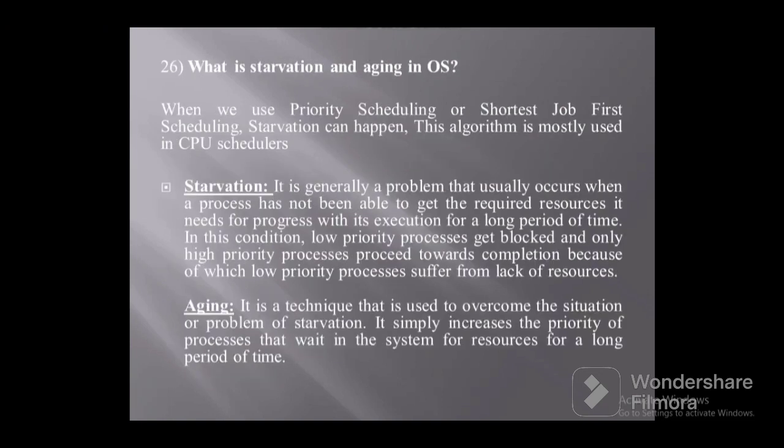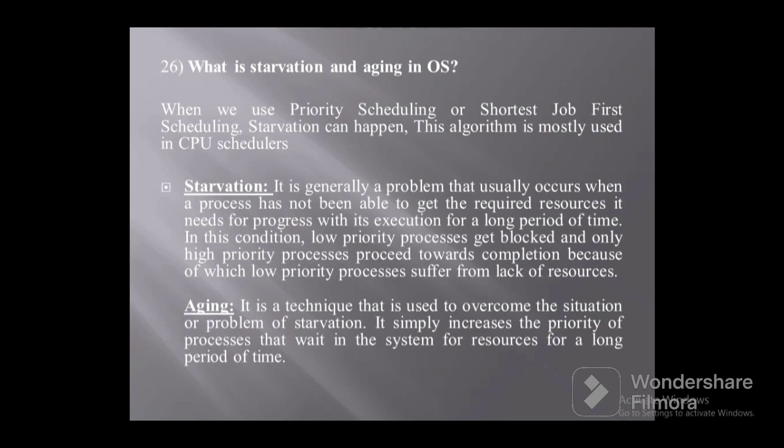So the 26th question is, what is starvation and aging in OS? When we are using priority scheduling or shortest job first scheduling, SJF scheduling, then starvation can happen. So what is starvation? As the name suggests, starvation means not getting food. Because of that, starvation is happening.